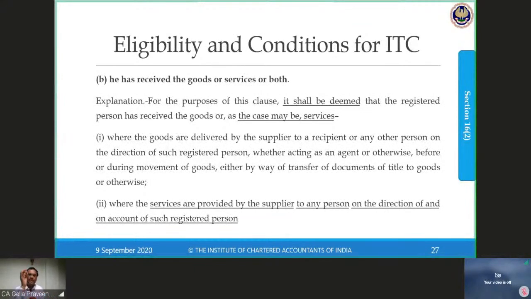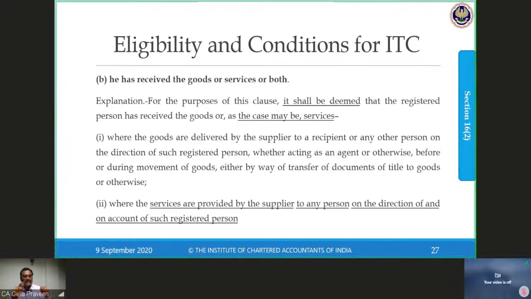There is an explanation, a beautiful explanation, very, very important from examination point of view. It says, for the purpose of this clause, it shall be deemed that registered person has received the goods or, as the case may be, the services. Hold on there. For the purpose of this particular clause, there is a deeming fiction. What is that? The registered person has received goods or, as the case may be, services. This is one amendment. One of your friends asked, so please let us know the amendments. This is one amendment which took place, that is the underlined part, as the case may be services.